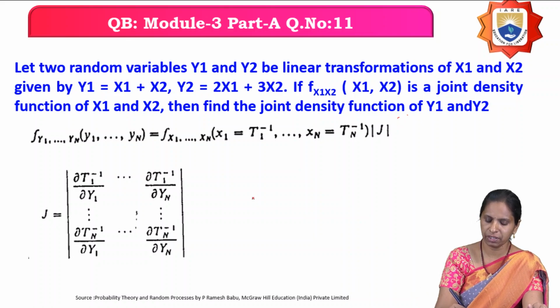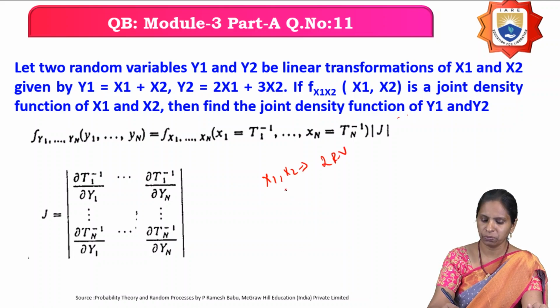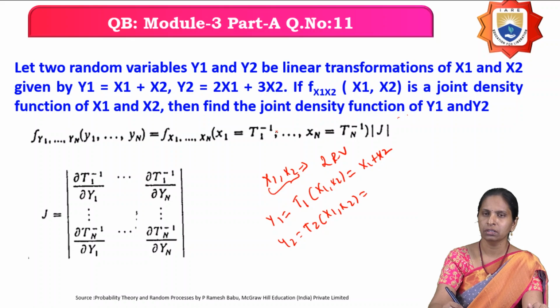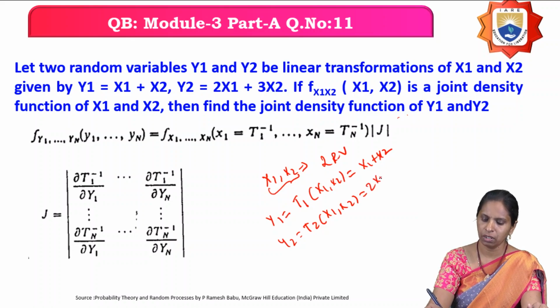It means what? They are given that x1 and x2 are two random variables. So by performing the linear transformation or some operation on these, they are going to get two new random variables. What is y1? Nothing but by performing the operation on x1, x2. What type of operation have they performed here? Just they have added, so that they got a new random variable y1. Similarly, what is y2 equal to? By performing the operations on x1, x2, you got the new random variable y2. So what you got here? 2x1 plus 3x2.